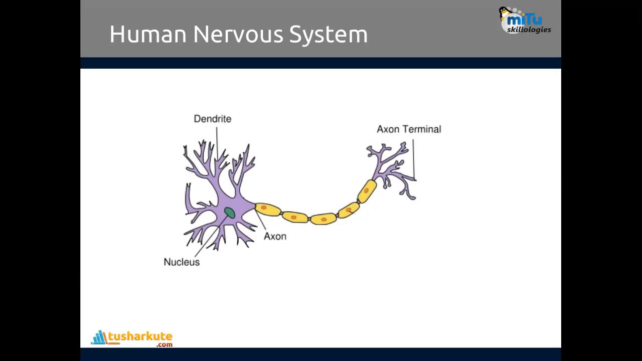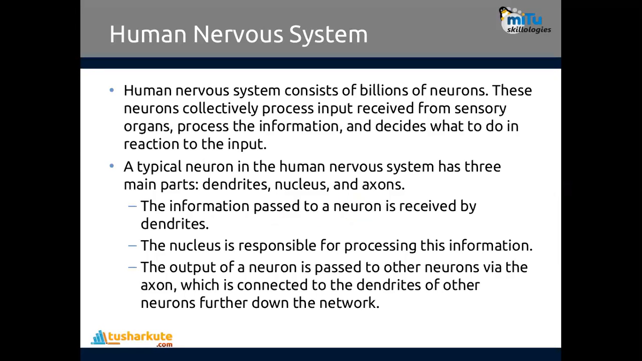Now why am I explaining that? The nucleus is the biological term which is used to devise this neural network. And if you put this nucleus in the form of a computer algorithm, we give it the name perceptron. Okay, so let's see how the human nervous system actually works. Billions of such neurons are present in the human body. These neurons collectively process input received from the sensory organs, and they process the information extracted from that.